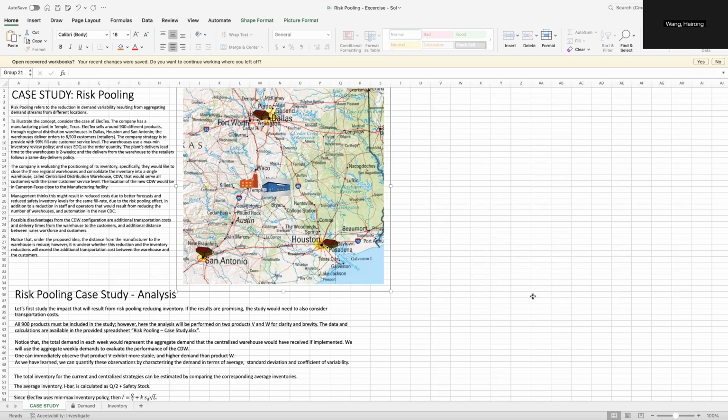Hi everyone. For today's lecture, we will continue discussing the case study for risk pooling, which we have discussed half of. We discussed the demand sheet for this case study in our last in-person lecture. So before I start, I would like to recall the formula that we will use to complete this case study.